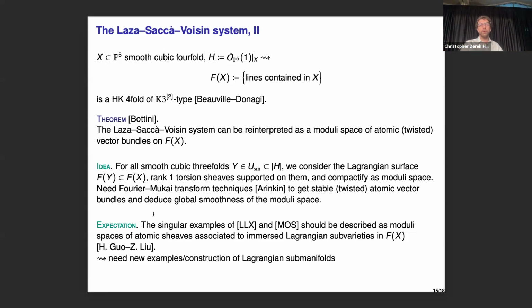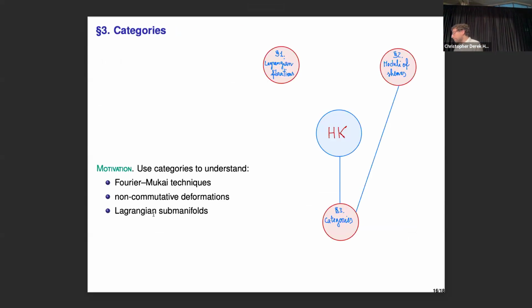Okay, anyway, so we need examples of Lagrangians. Let me finish quickly. So this is a very hard problem, of course. We simplify it into something which is very hard as well, which is finding interesting Lagrangian submanifolds inside hyper-Kähler manifolds. Now, category theory can help a bit, because again, we are reduced to something of lower dimension, right? So category theory helps through Fourier-Mukai techniques.